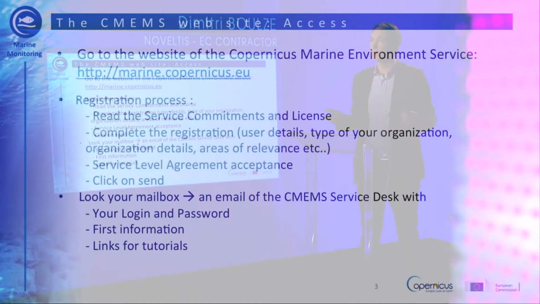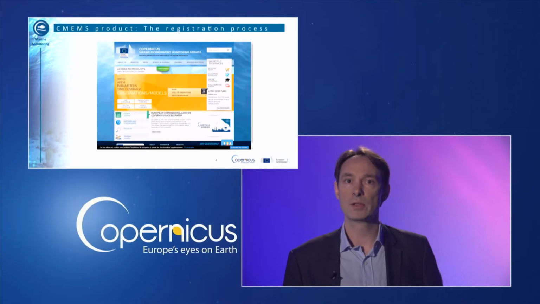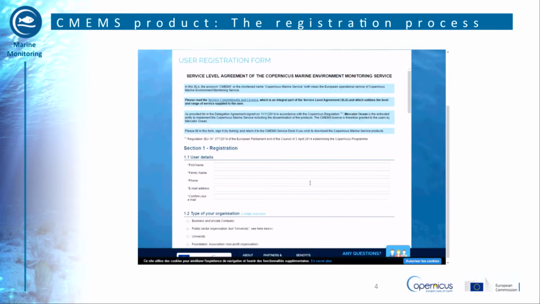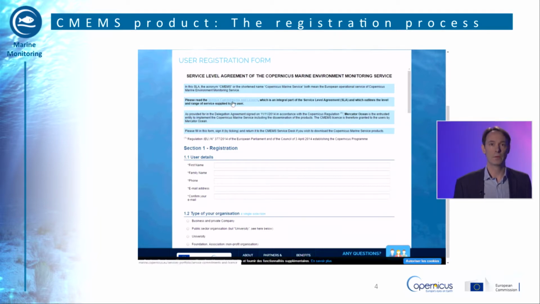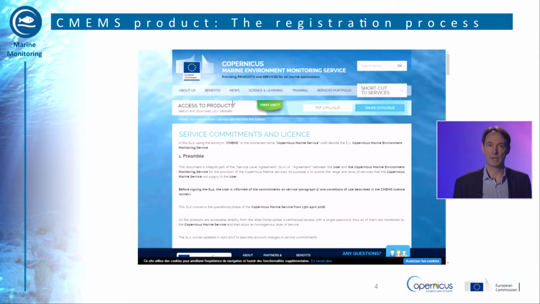To access the specific products, go to the website of the Copernicus Marine Environment Service. The video hereafter displays the step-by-step process necessary for your registration. Once on the CMEMS webpage, click on Register Now, located on the top right of the menu. You then access the user registration form. First of all, click on Service Commitments and License and read the corresponding document.